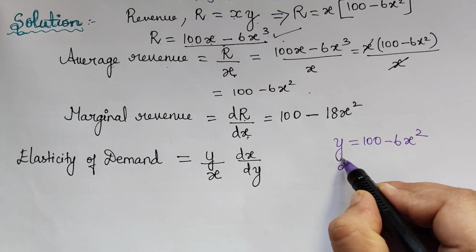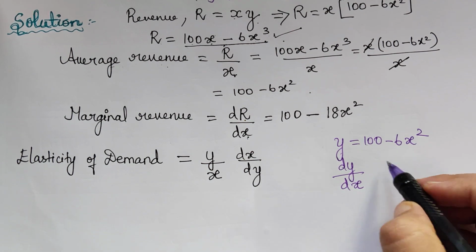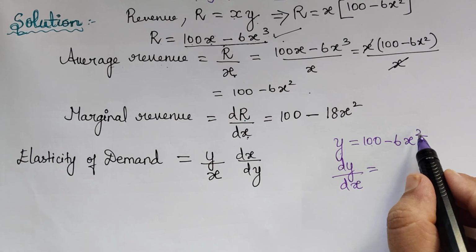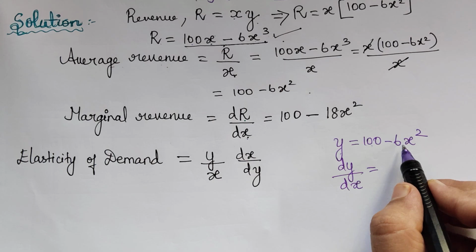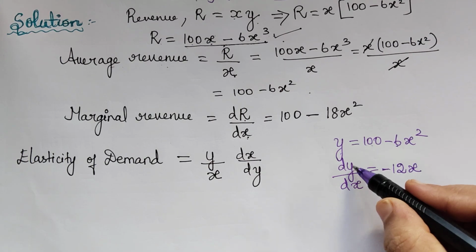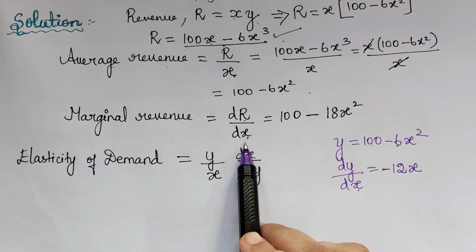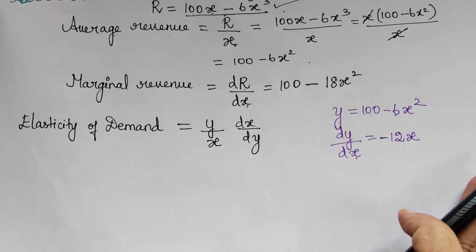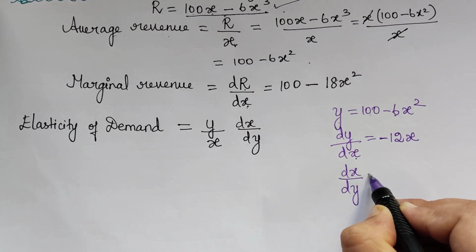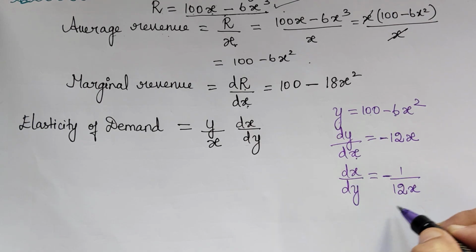So from this we shall find dy by dx. That is, we have to differentiate this once with respect to x. 100 is a constant, so it becomes 0. And the differentiation of x square is 2x. So 2 gets multiplied with 6 and it becomes minus 12x. So this is dy by dx. In order to find the elasticity of demand, we need dx by dy. So let us take the reciprocal of this. So from this dx by dy will be equal to minus 1 by 12x. So this is dx by dy.